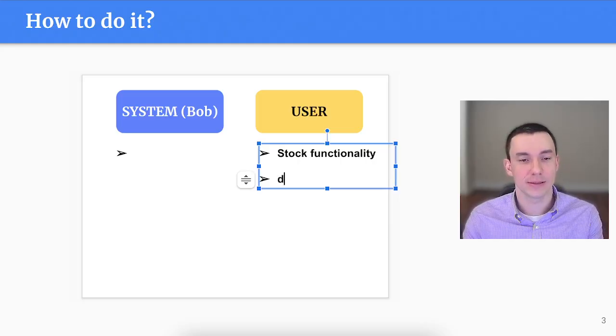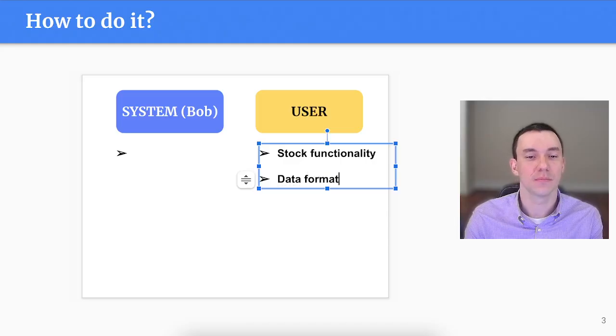And then the second one is, we'll put data format. So I need to know how I need to input the data into Bob in order for me to get what I want, which is the stock price information.